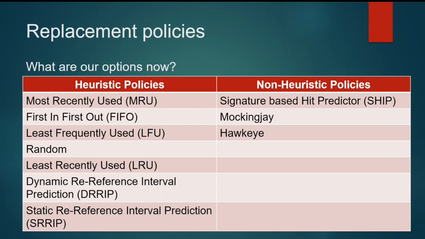Some of them were heuristic, that means they were based on a set of rules or guidelines that dictate which cache block to replace, and the others were non-heuristic, and hence used a more systematic or deterministic approach to select the line to evict. The heuristic ones were MRU, FIFO, LFU, random, LRU, DRRIP, SRRIP, and the non-heuristic ones were SHiP, Hawkeye, and Mockingjay.